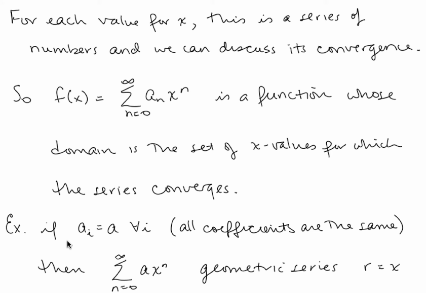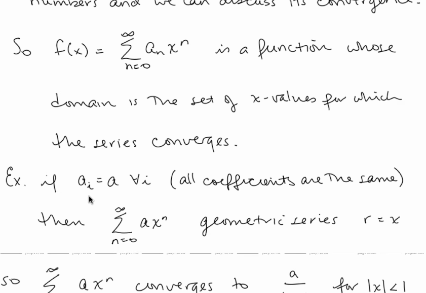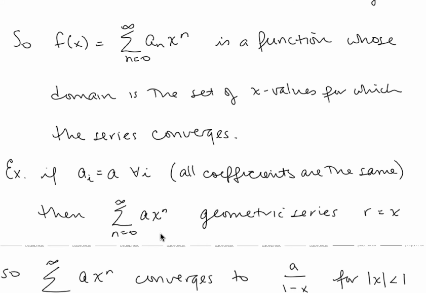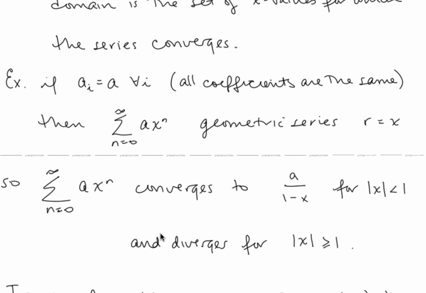Now, one of the simplest examples of a power series would be one where all of the coefficients are the same. So instead of having different a sub n, all the a sub n are equal to the constant a. And so what we really have is a geometric series where r is equal to x. And we know for a geometric series that it'll converge to a over 1 minus r, or in this case, a over 1 minus x, for absolute value of x less than 1. And it'll diverge for absolute value of x greater than or equal to 1.